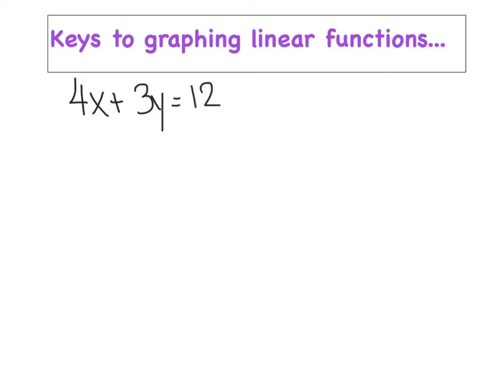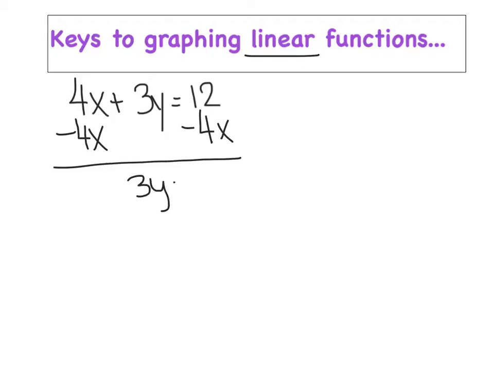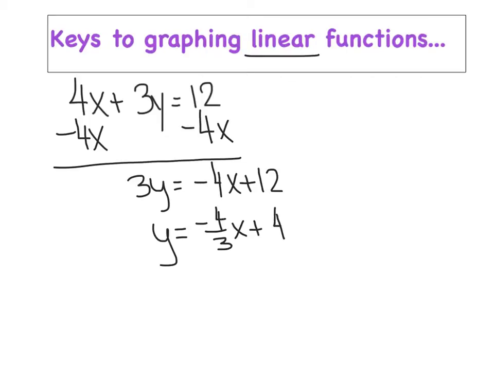Well, you might laugh at this next slide, because I'm going to talk about keys to graphing linear functions. Here's what you're probably used to doing, and here's your first instinct: you want to solve for y. And there's nothing really wrong with that. And we'd get 3y equals negative 4x plus 12. And then you would divide each term by 3, and we'd end up with a slope of negative 4/3 and a y-intercept of 4. Do you remember that? That this number right here is your slope, and this number right here is your y-intercept.